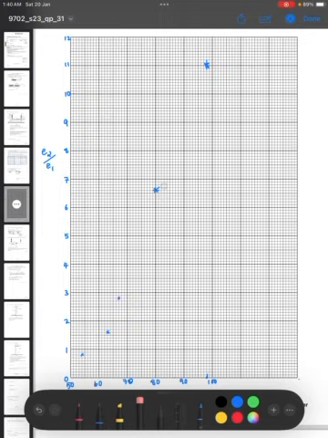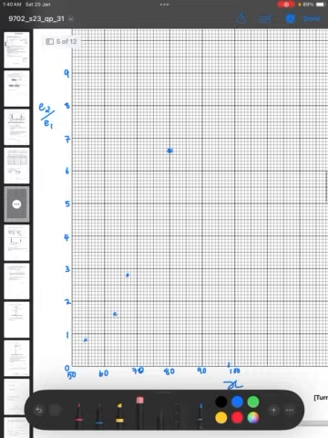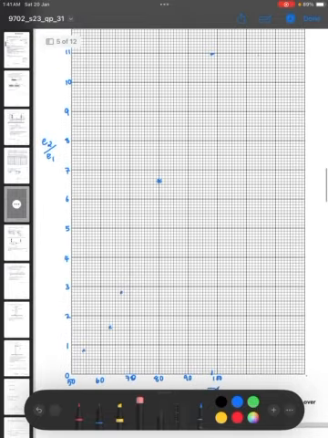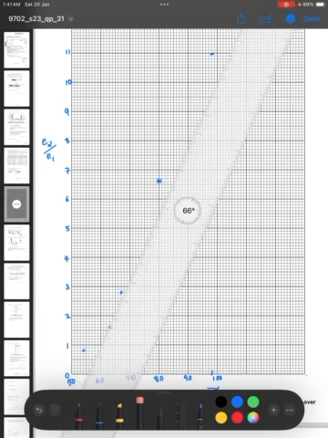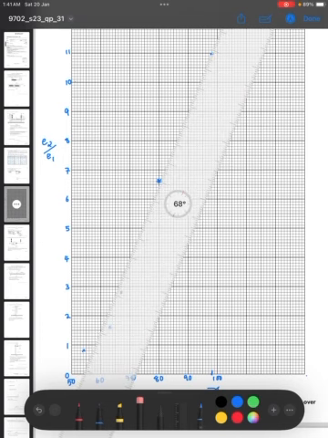Now my coordinates here are not very perfect. Some of them are too thick. Coordinates are not supposed to be this thick. Coordinates are supposed to be thin. Okay, so now we are going to put our ruler and then the line must fit through the points.